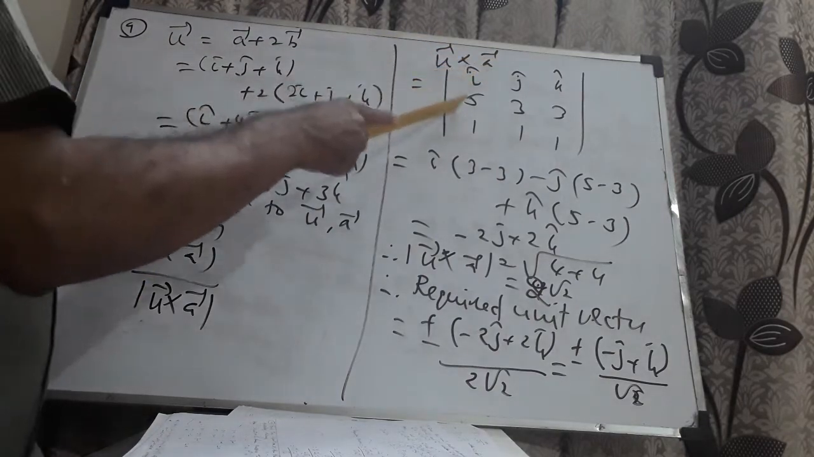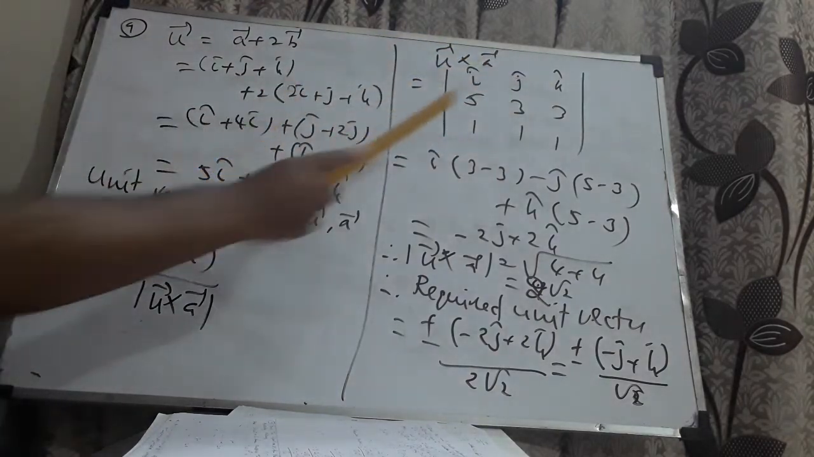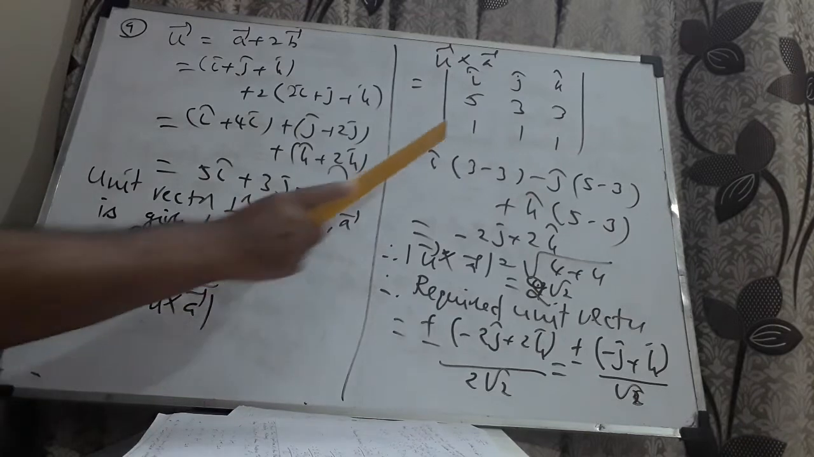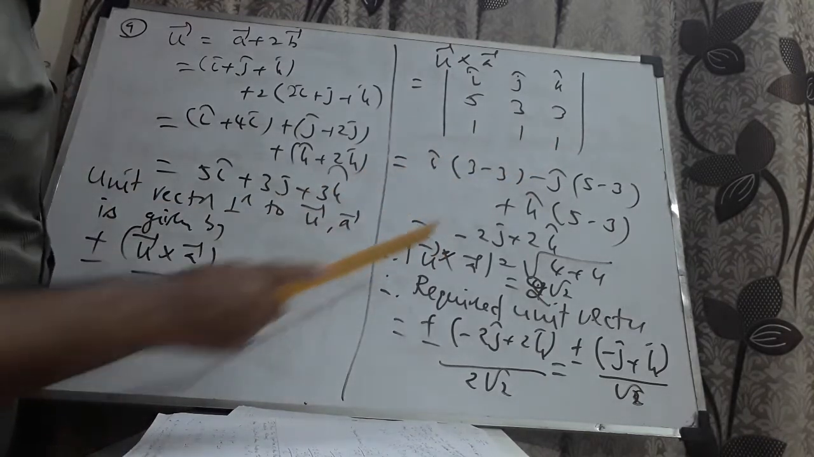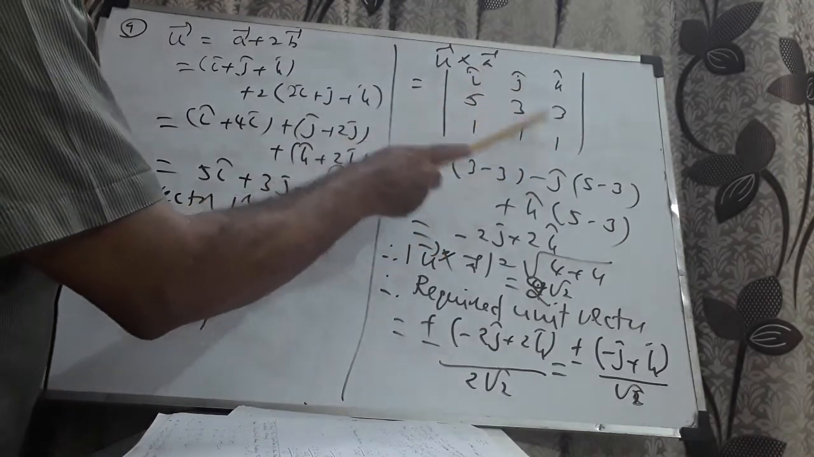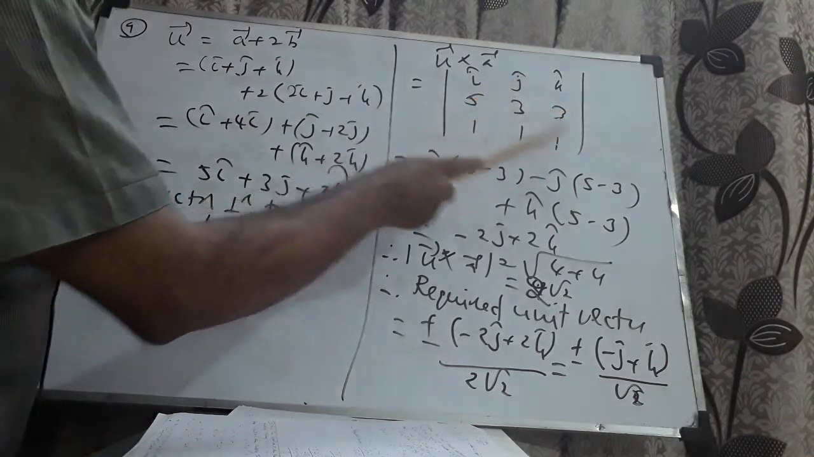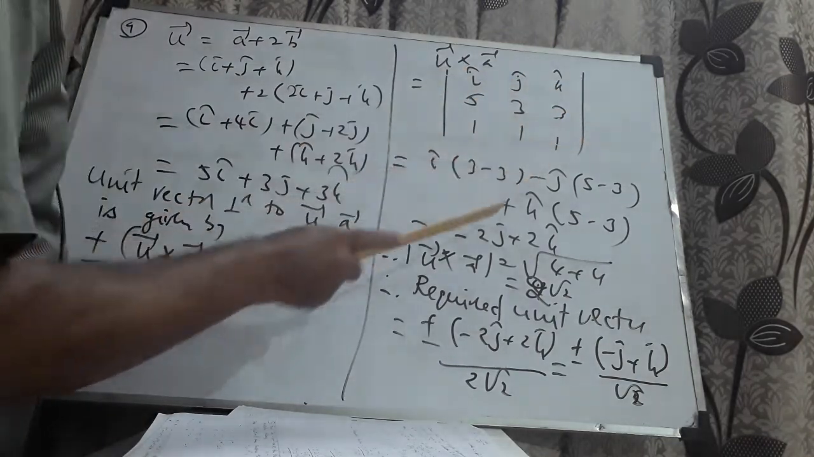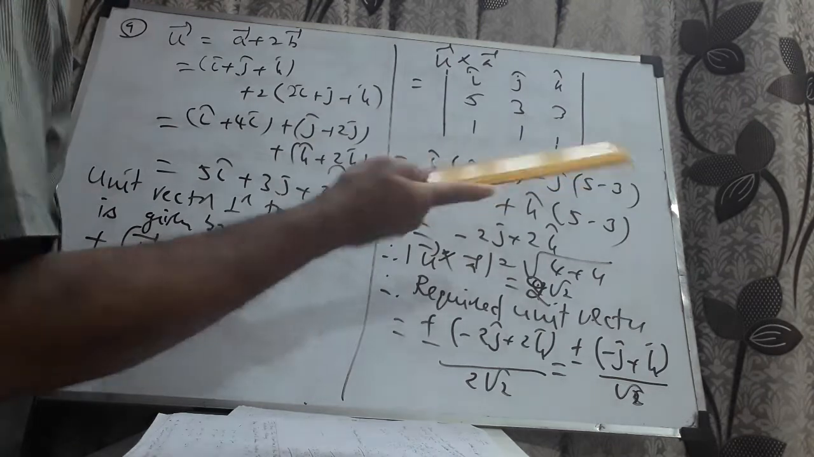Now u cross a, determinant i, j, k, components of u 5, 3, 3, components of a 1, 1, 1. Now i cap into 3 minus 3, minus j cap into 5 minus 3, plus k cap into 5 minus 3. Therefore, this is 0. 0 I need not write.